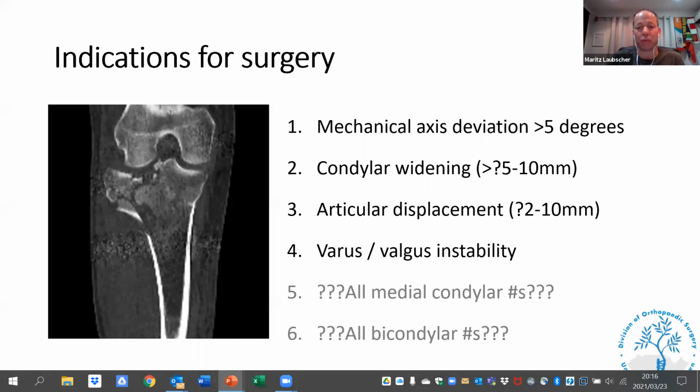The same with bicondylar fractures. I'd say most bicondylar fractures, almost all, need surgical fixation, but there are odd cases, especially in osteoporotic fracture patterns, where it's more of a crush in osteopenic bone, and occasionally these cases can be treated non-operatively.